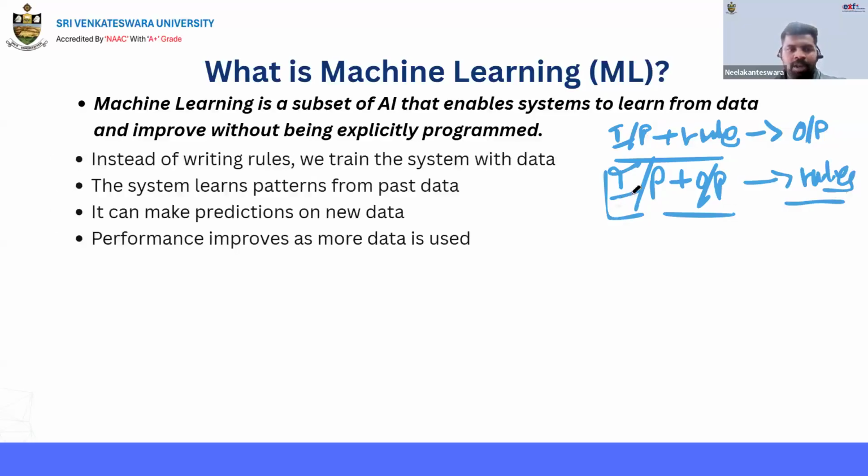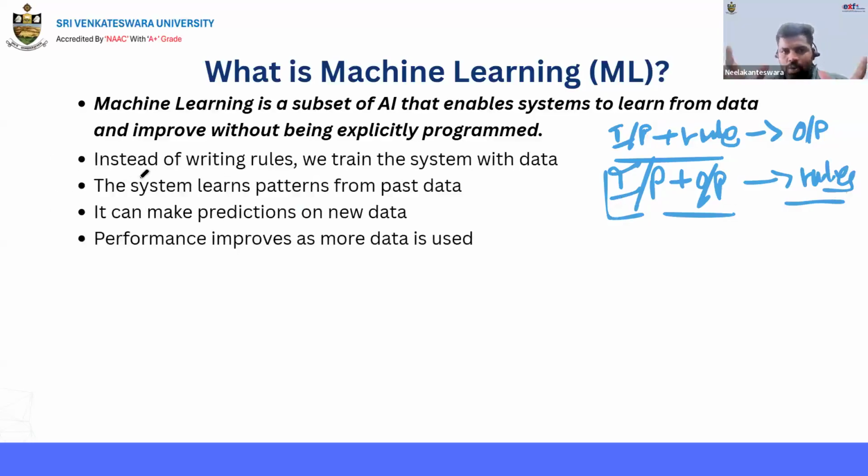Instead of writing the rules, we are training the systems with the data. The systems learn the patterns and recognize the relationships between the inputs and outputs. And according to that, they make predictions on new data.